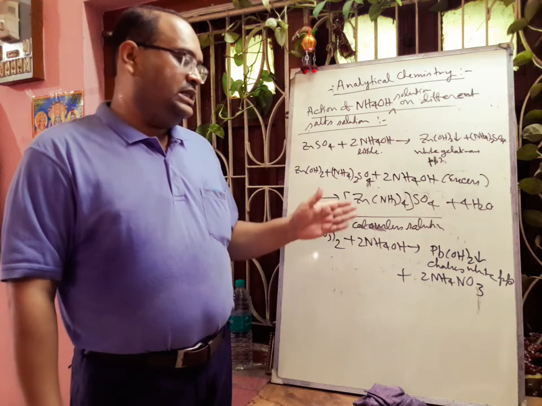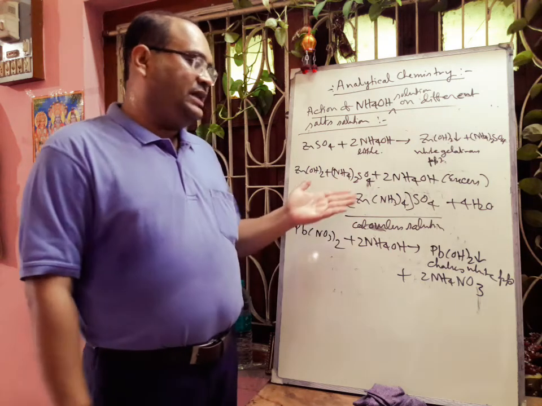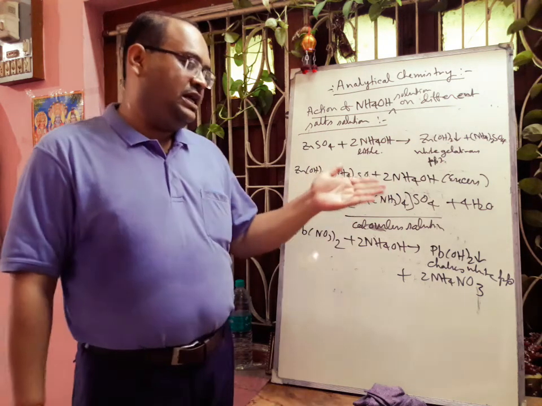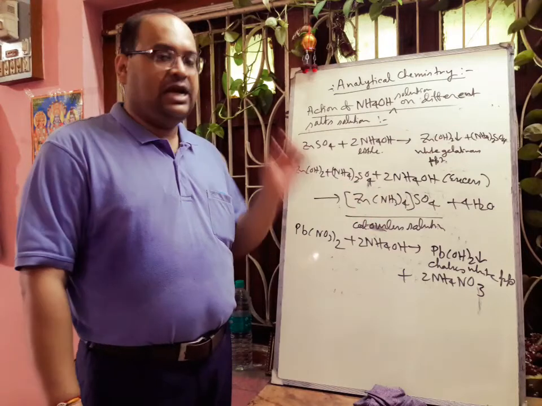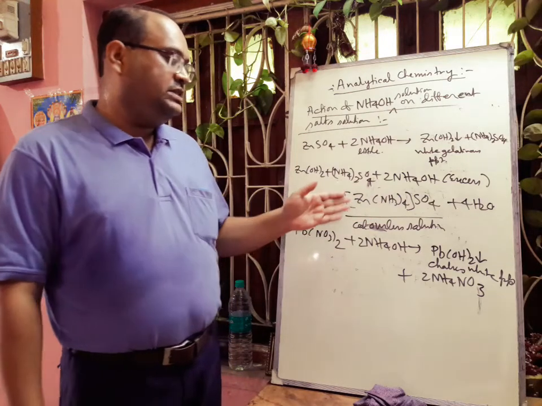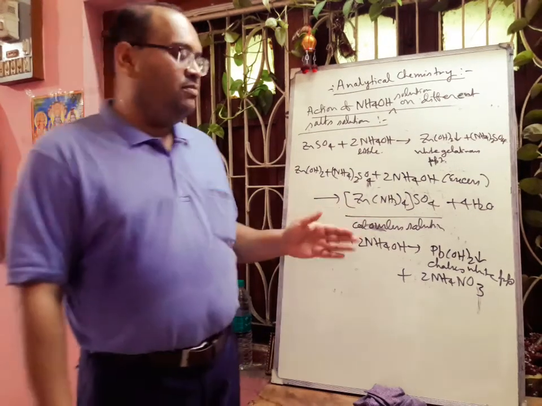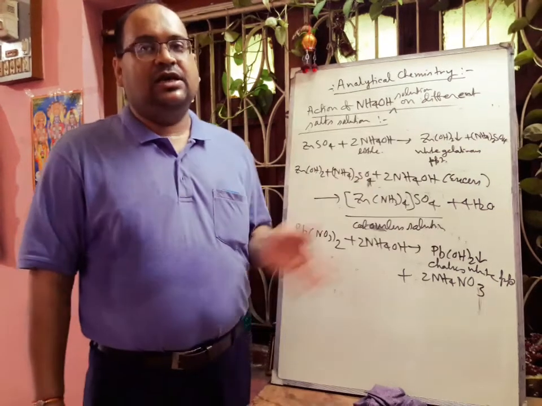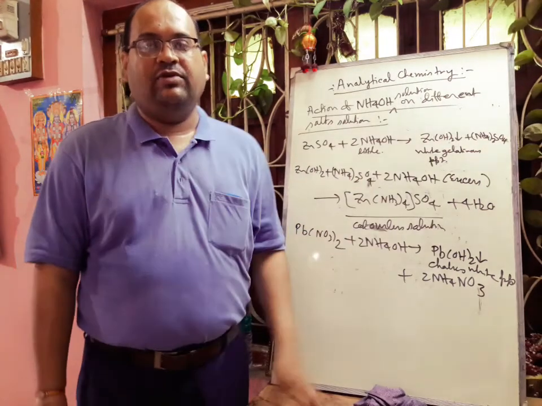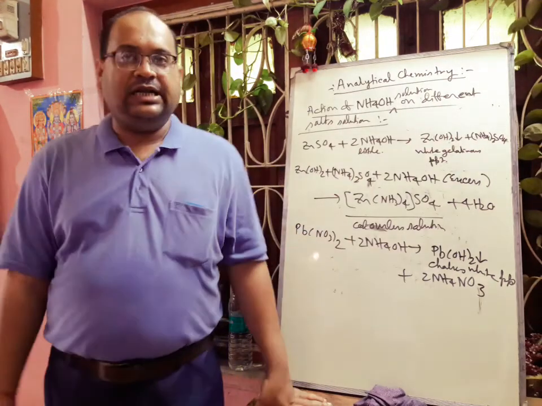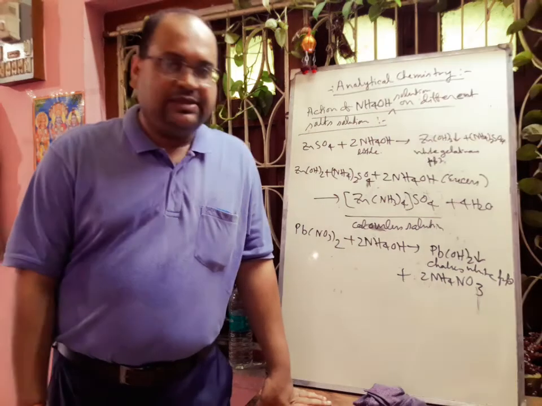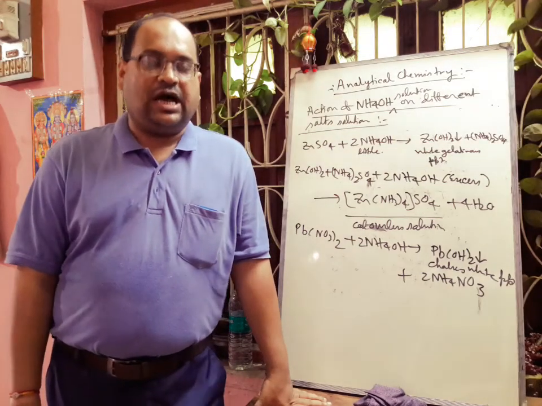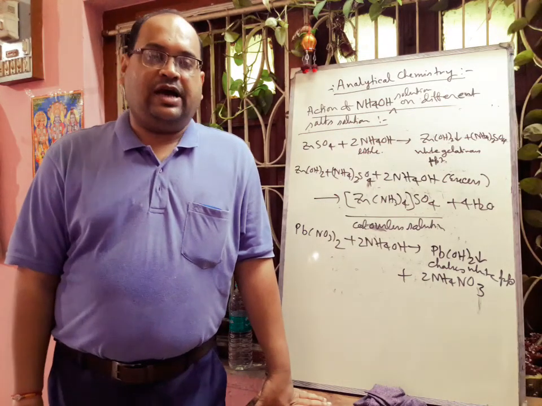But in this case that we have discussed, copper tetraamine sulfate as well as zinc tetraamine sulfate are all soluble salts. In case of zinc it is colorless, but in case of copper there is color. Copper tetraamine sulfate is blue in color or inky blue in color. So hope you can understand today's analytical chemistry. If you have any question you can ask me. Okay, so today up to this, thank you.